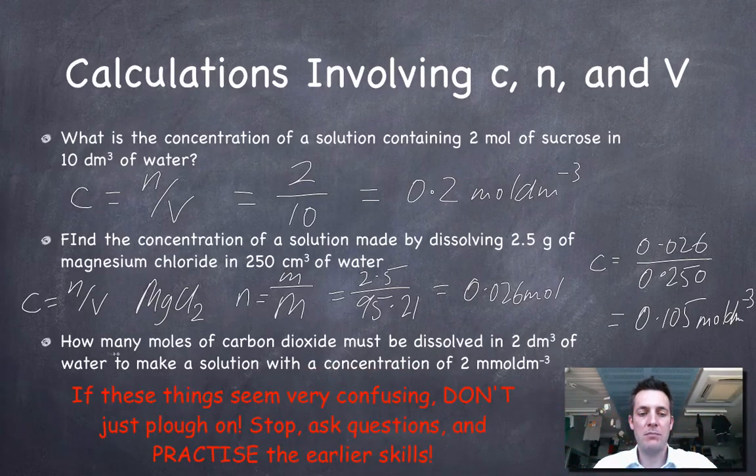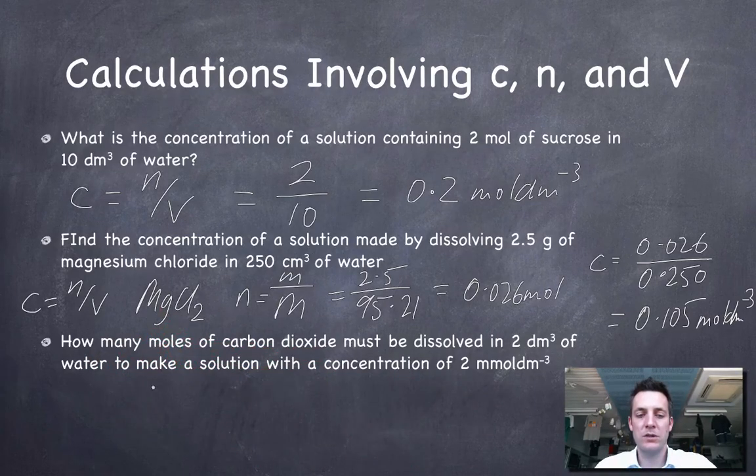So really I ought to be able to do these questions without too much difficulty. Okay, how many moles of carbon dioxide must be dissolved in 2 dm cubed of water to make a solution with a concentration of 2 millimoles, that's not a typo, millimoles per dm cubed? Right, well, the number of moles is equal to the concentration times the volume. What's the concentration in moles per dm cubed? Well, this is 2 1,000ths of a mole per dm cubed. A millimole is a 1,000th of a mole.